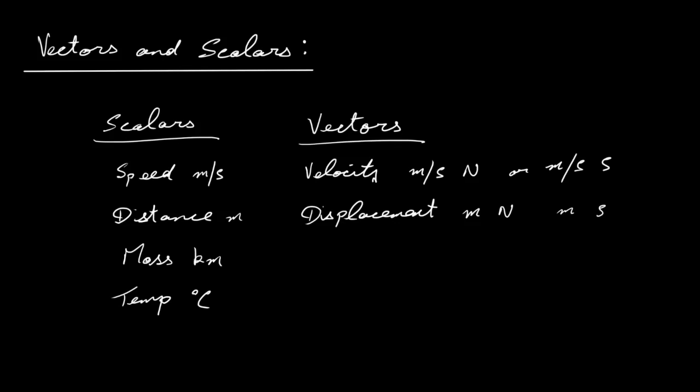Another example of a vector would be force. Normally you would say that you are applying a force of, let's say, 10 newtons in a particular direction, east or north or south or whatever the direction is. Another example of a vector would be acceleration. Again, that's normally measured in meters per second squared, and you would also give the direction as well. So again, you can say east or north or south or whatever the direction happens to be.